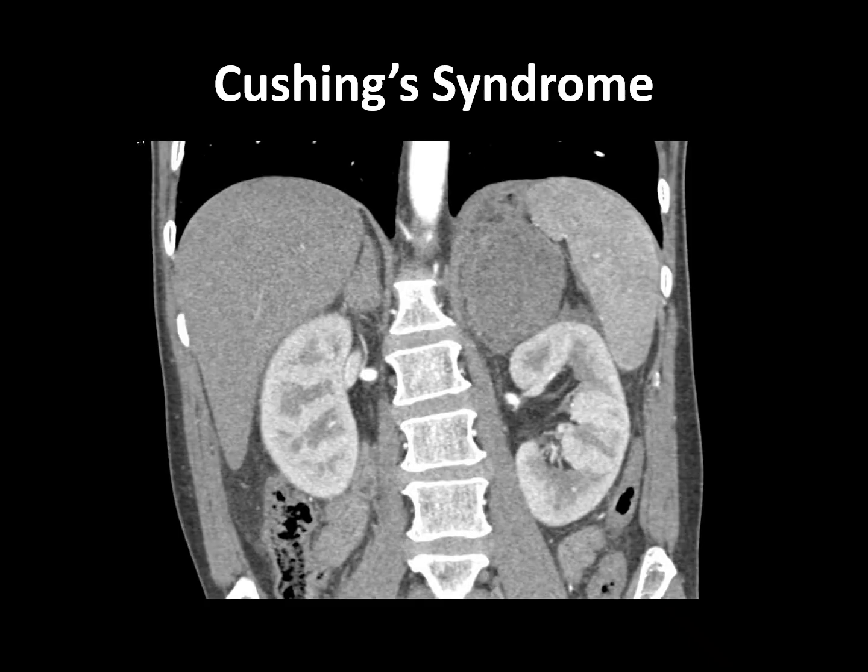Here's a patient with Cushing's syndrome. There is a large mass sitting on top of the upper pole of the left kidney. That's a huge adrenal tumor. If you look over on the other side, just underneath the right crus of the diaphragm here, that is the normal size of the right adrenal gland. The right adrenal gland is pyramidal in shape. The left adrenal gland is semilunar in shape.